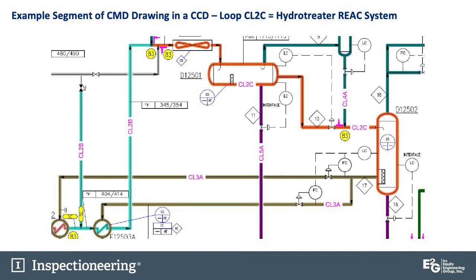At the bottom of this drawing, for each loop, there will be a list of the prevalent damage mechanisms, or the damage mechanisms of greatest concern for that loop. These little circled numbers are some key injection mix points in this particular segment of this CCD drawing. So the refinery knows that these have been identified by a subject matter expert as key injection mix points and require even more frequent and thorough inspections than other portions of the loop.